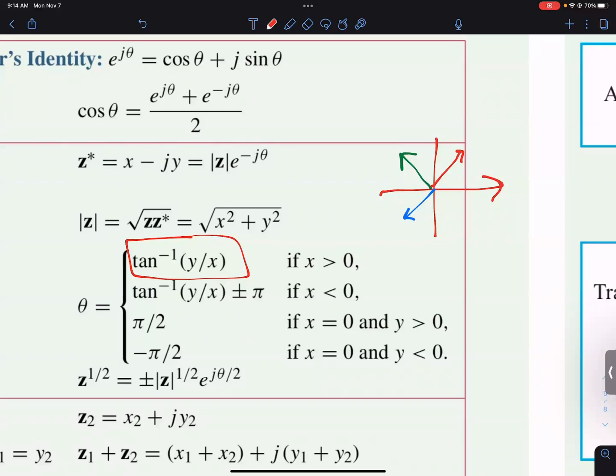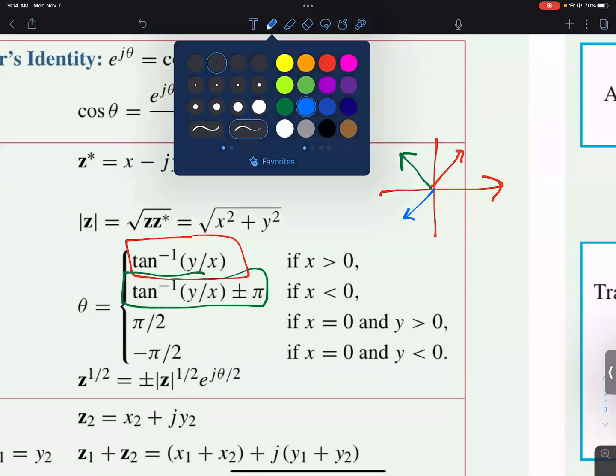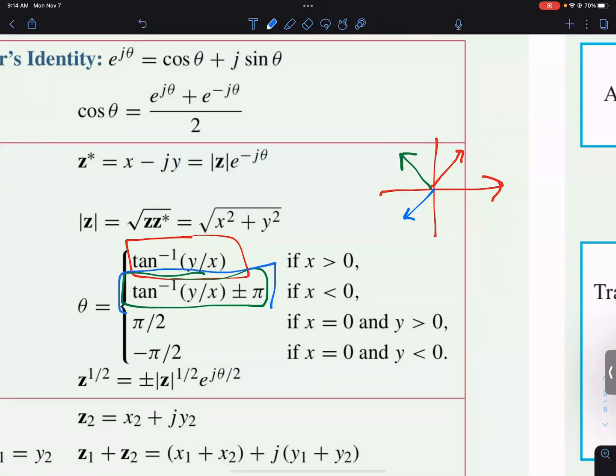If your X is negative, then that means that you're in the green quadrant there. And you need to add or subtract 180 degrees from that value. If X is less than 0, that means you're in either the green or the blue. And you can do plus or minus 180 because you can either go this direction or the other direction. I didn't know when to do plus or minus 180.